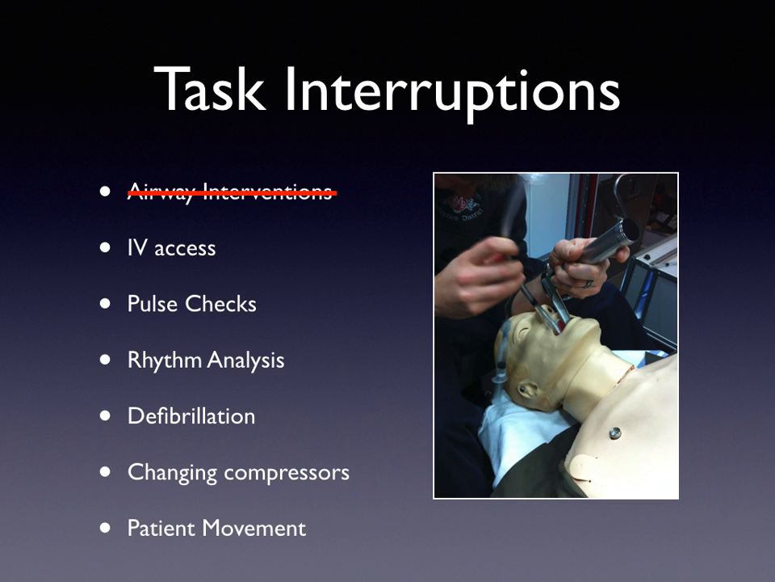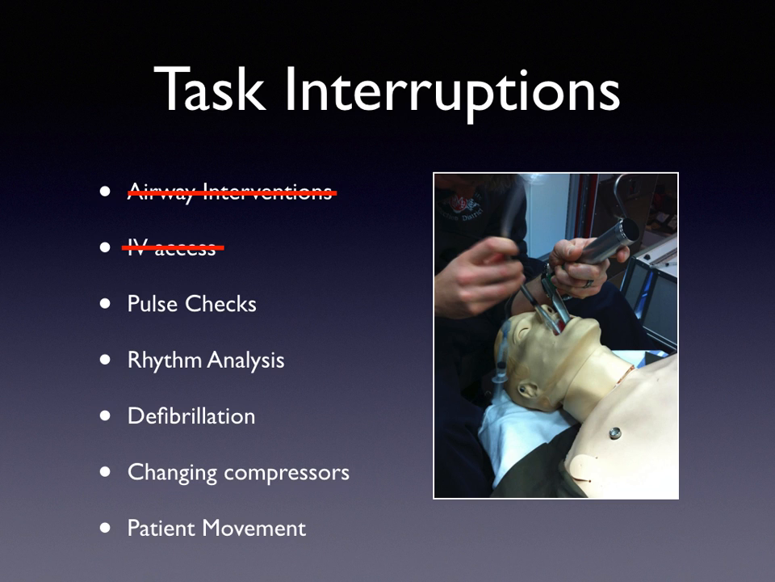The next would be IV access. We can put an IV in the patient's arm, but a lot of times that interferes with the compressor who's trying to accomplish chest compressions. So what we're going to do is use an intraosseous device in many of these cases, which can be done in the leg, and so we don't have to stop CPR to accomplish that.